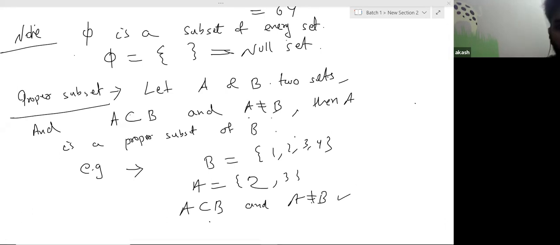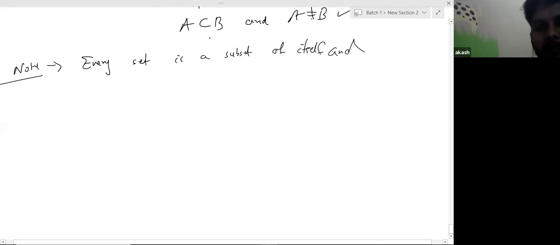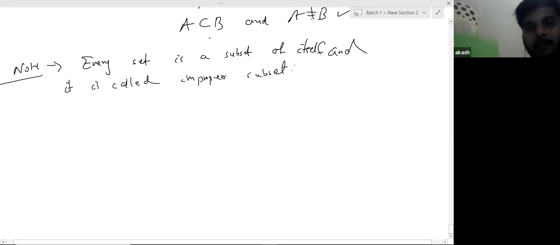All right. Write down another point. Every set is a subset of itself, right? And it is called an improper subset. Write this down.